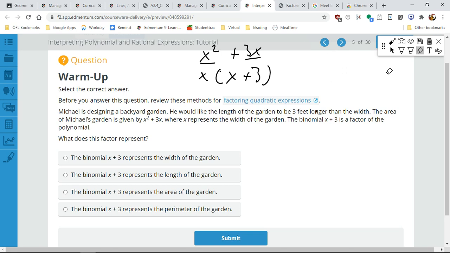So if we factor out, it's like, well, how can we do this? Well, 3x is just 3 times x. So both of them are technically 3x. So what does this factor represent? This factor, x plus 3, right here, is this idea of there's 2 of them, so it's a binomial, and it's going to represent either the length or the width. All right, so if we're thinking there, where x represents the width, so that means this has to represent the length.